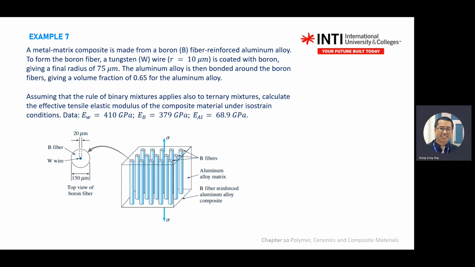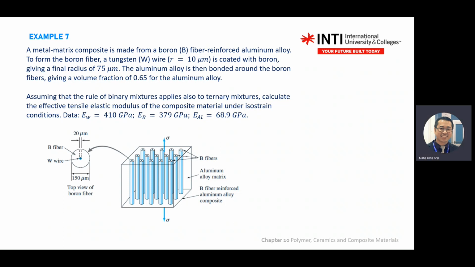To form the boron fiber, tungsten wire of 10 micron radius was coated with boron, giving a final radius of 75 micrometer. So if you look at this diagram, you have boron and tungsten, okay? So final radius 75. This is diameter, this is radius, so actually the same thing.